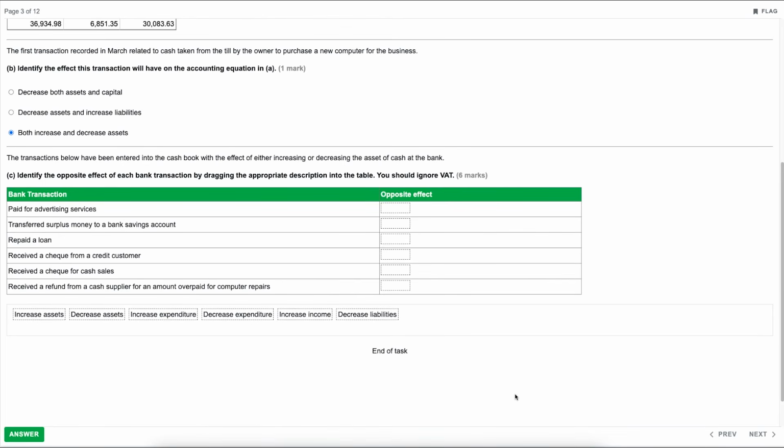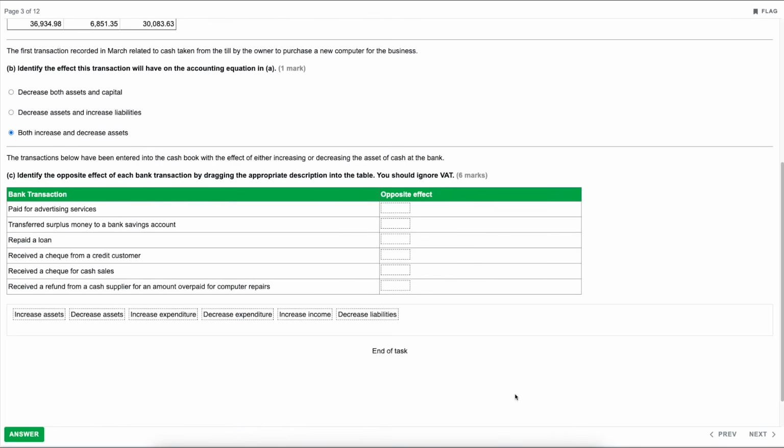So we need to think here, what is the opposite effect of each bank transaction? So we need to think, how has it affected the bank? And then what would be the opposing transaction? So the other half of the double entry. Okay, so let's have a look at number 1 then.